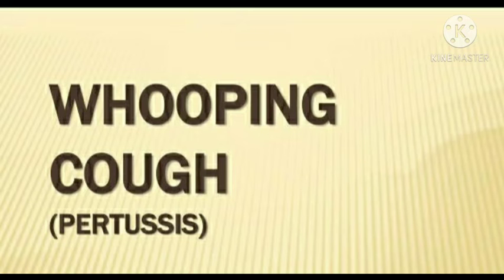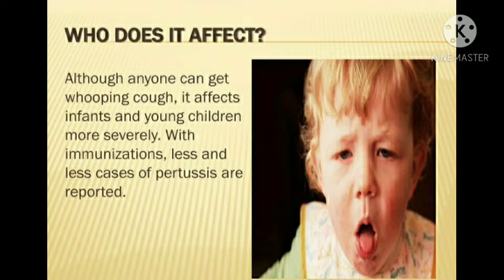The next disease is whooping cough, which is called pertussis. So what happens during this disease? The mode of transmission is through air, meaning by discharge from the throat during coughing. What are the symptoms? It mostly infects children and affects the respiratory tract.